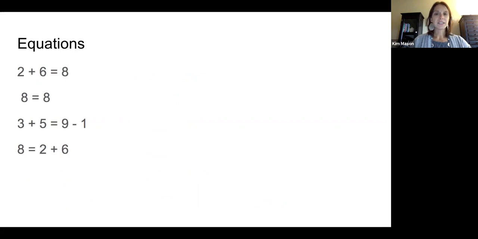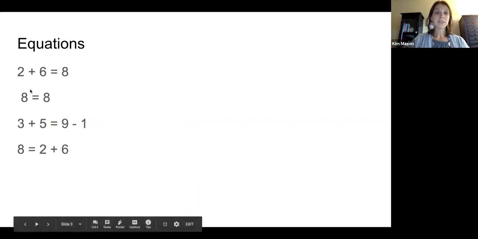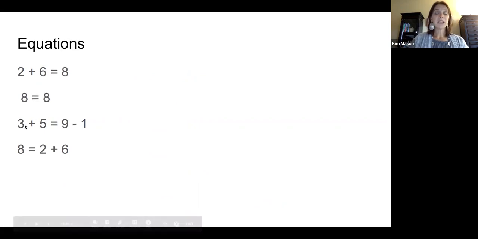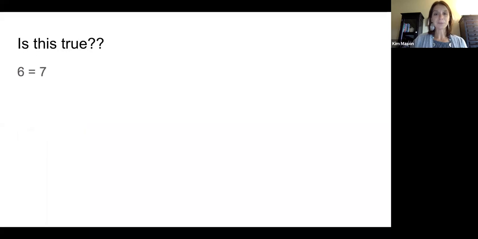Every single equation on this page is true. Different equations are shown here. To be an equation, there's an equal sign and both parts on each side are equal. It could be two numbers added together. It could be the same number. It could be an addition on one side and subtraction on the other side. But to make this true, an equation has an equal sign.